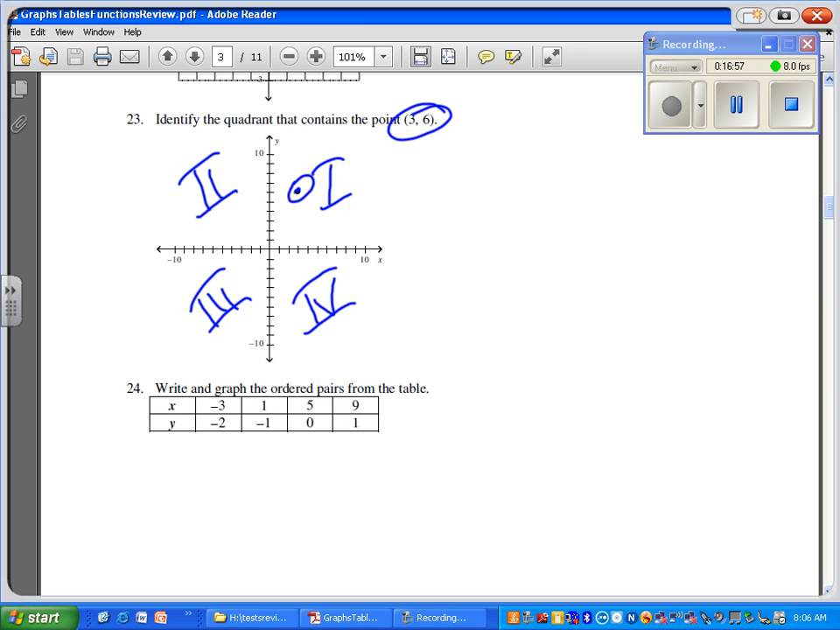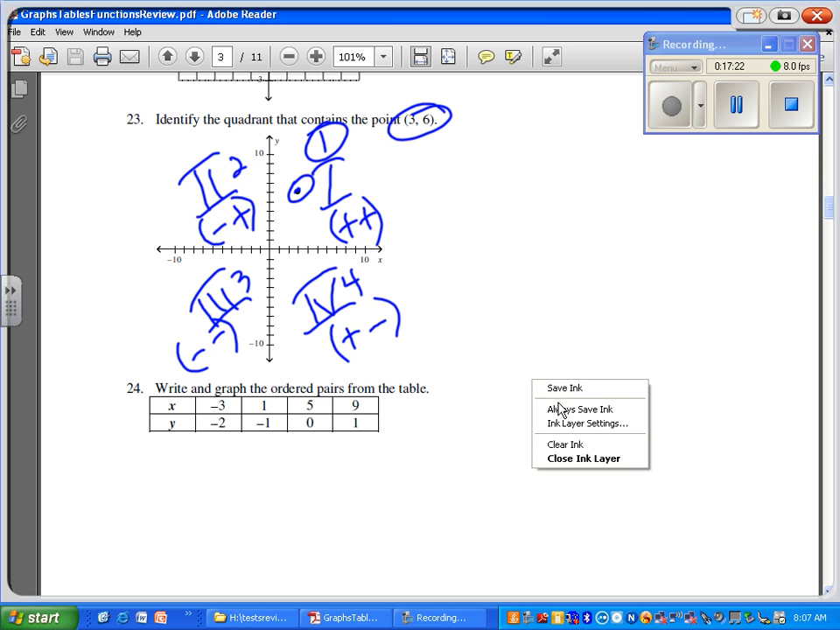Those are Roman numerals. You can still say 1, 2, 3, 4. Please notice that we start in quadrant 1 where they're both positive. Quadrant 2, our x's are negative and our y's are positive. In quadrant 3, they're both negative. And in quadrant 4, our x's are positive and our y's are negative. So please know your quadrants, know where it starts, and then go counterclockwise.